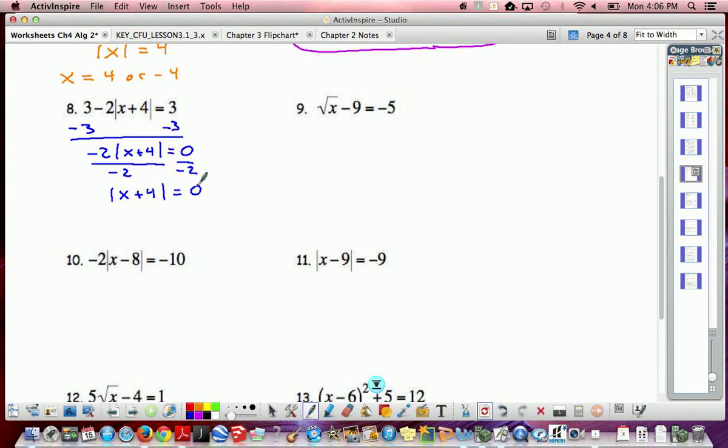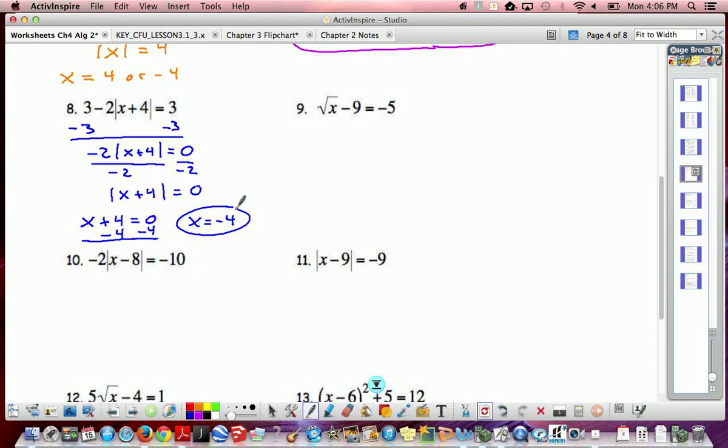Well, the absolute value can be equal to 0. Distance can be 0 units long. You just haven't traveled anywhere. So on this one, we remove the absolute value, set it equal to 0, and set it equal to −0. Well, that's just 0. So you're only going to have one solution here, and x = −4.